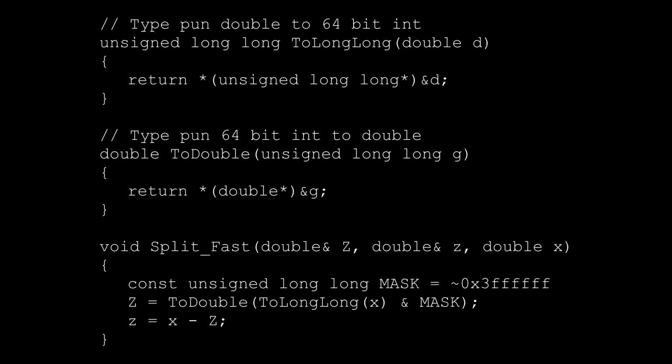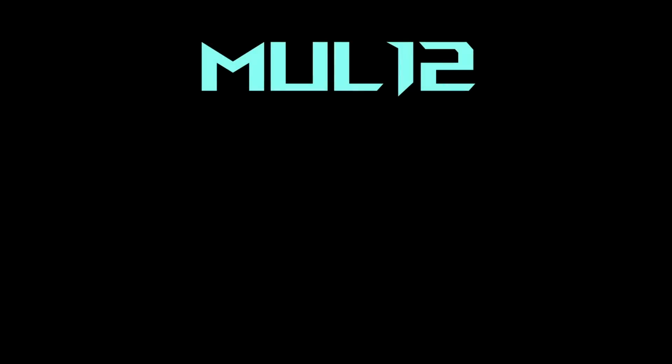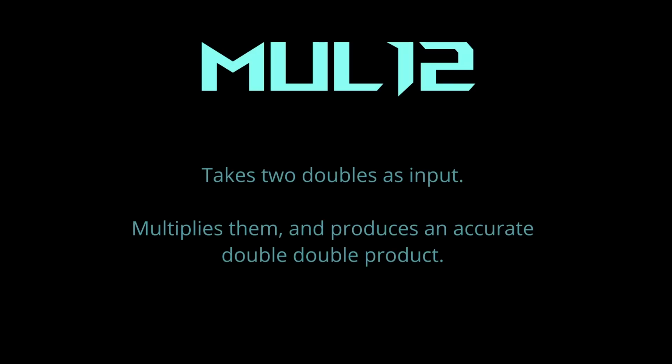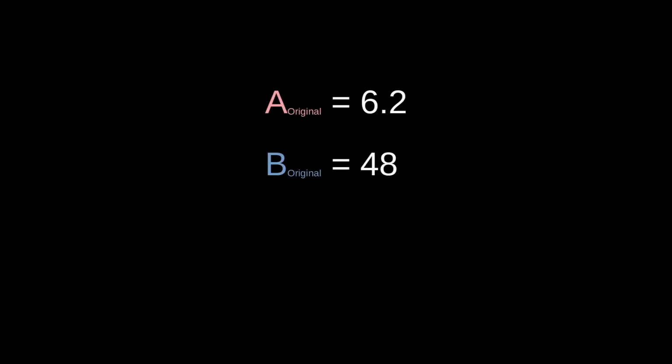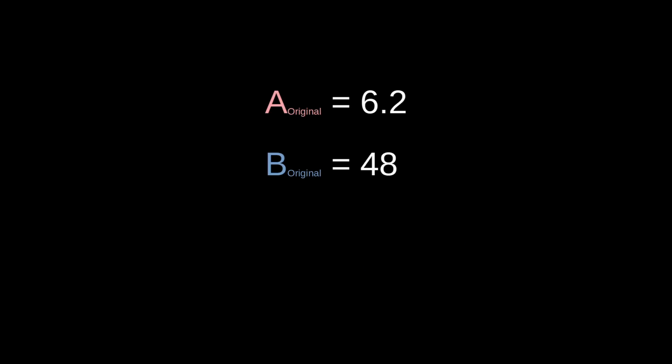Now, great as split is, it's no good without its friend, mul1-2. I don't know why this is called mul1-2. I guess it's mul1-2 or mul-half or something like that. The purpose of the mul1-2 function, it takes two doubles, it's just regular doubles, and it multiplies them together, but it produces the double-double result. Let's say that what we've got is two doubles. We've got A equals 6.2 and B equals 4.8. Now, I'm going to call these original A and original B, just to differentiate them from the A and B that we're just about to see throughout the arithmetic.